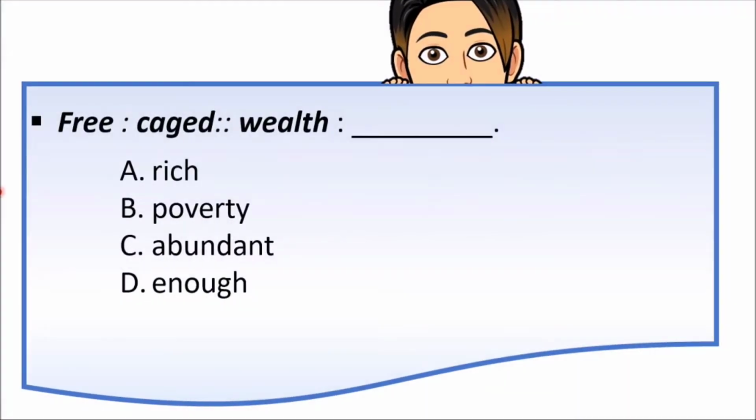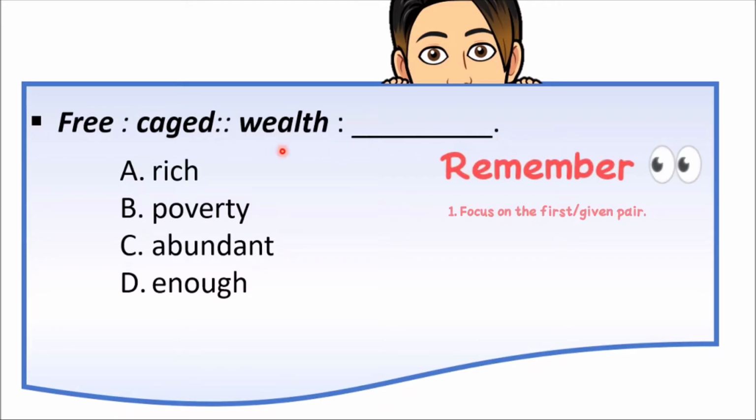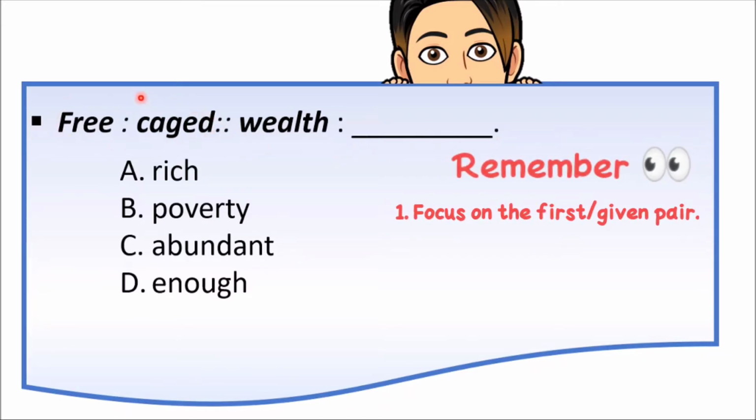Now let's go to the next type of analogy. Free is to cage, as wealth is to blank. Now let's focus again on our first pair. This time we've got free and cage.